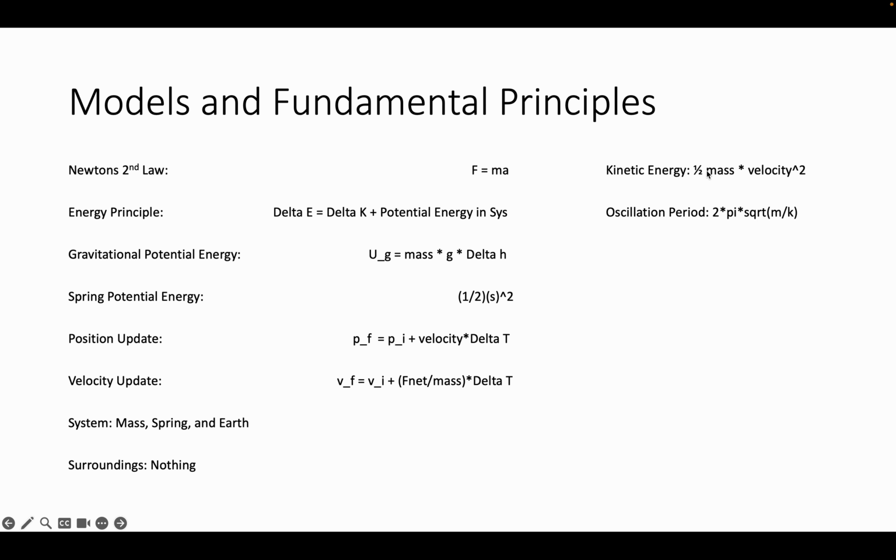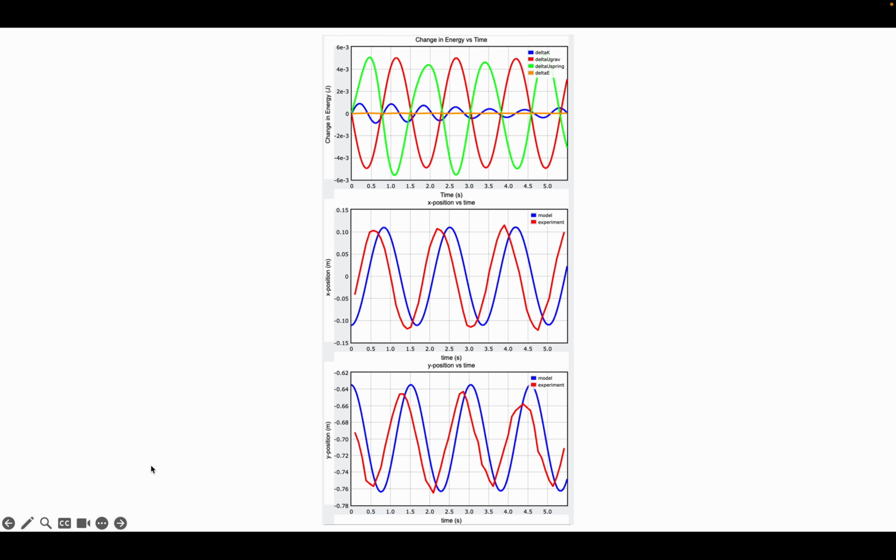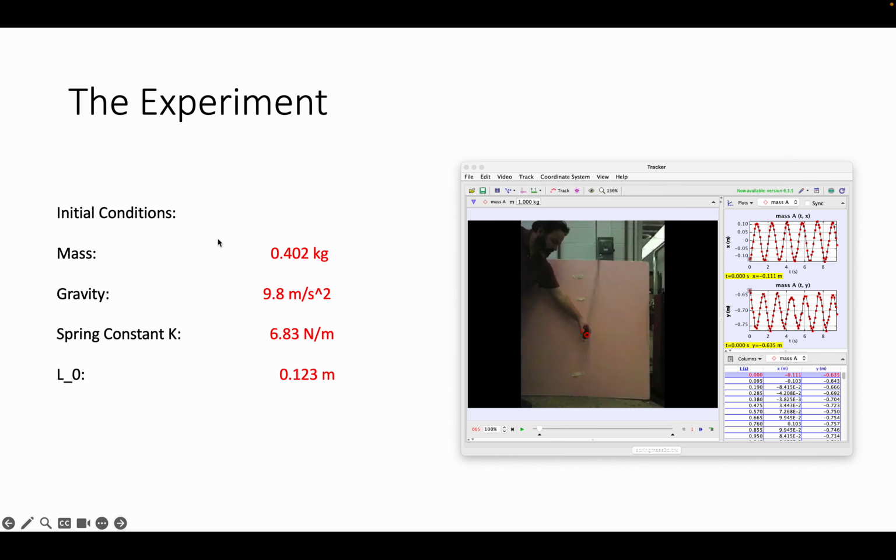Kinetic energy, which is 1/2 mass times velocity squared. The oscillation period, which is 2 times pi times square root of m over k. The system here is the mass, spring, and the earth, and the surroundings is, of course, nothing. So this is a brief preview of the results we'll get to in a minute more, but as you can see, the model predicted very well as the delta E was completely unchanging. And we'll get to these offsets in a little bit.